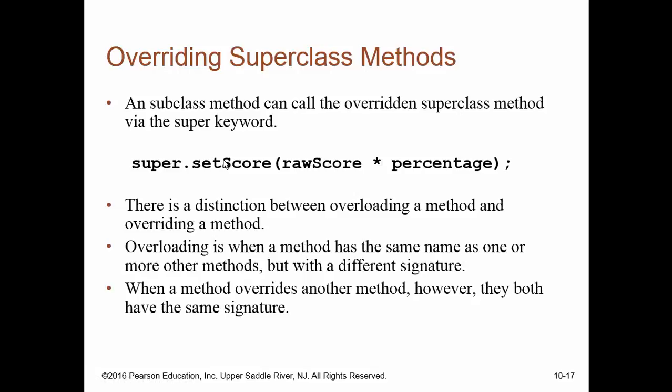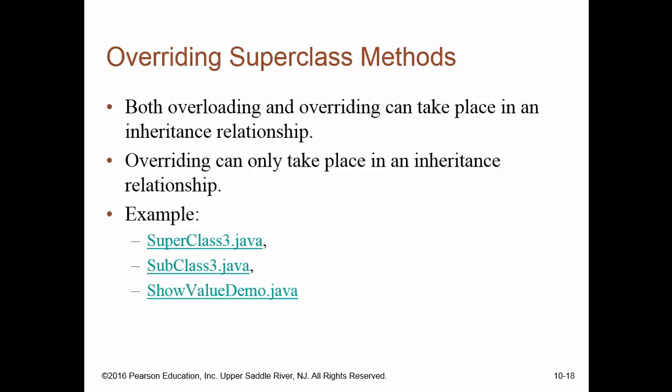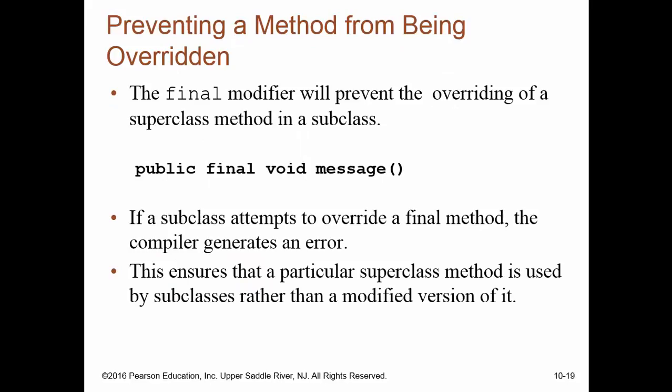It says there is a distinction between overloading a method, which we talked about earlier, and overriding. When you overload a method, it has the same name but a different signature. When you override, it has the same signature. Both overloading and overriding can take place using inheritance. Overriding can only take place in an inheritance relationship. That's why we saw overloading before, but we don't see overriding until right now.